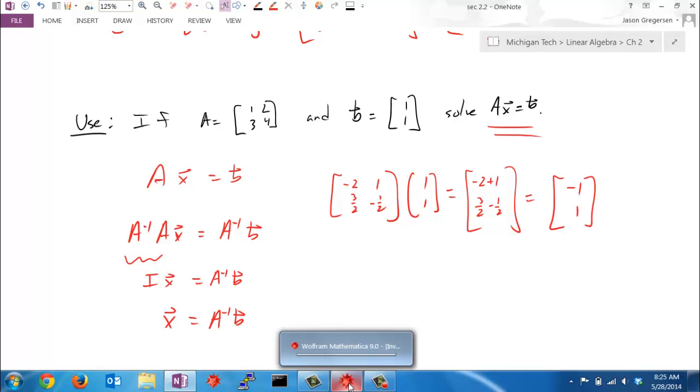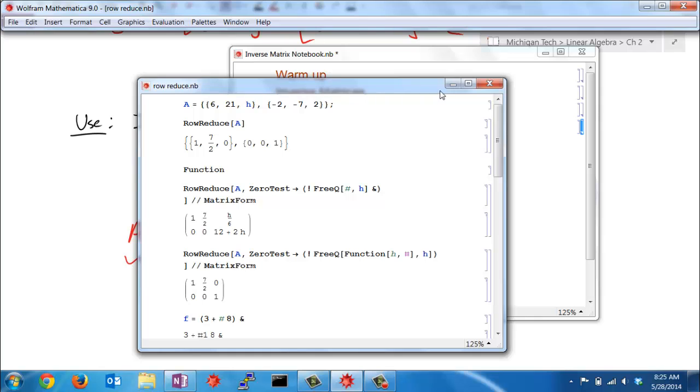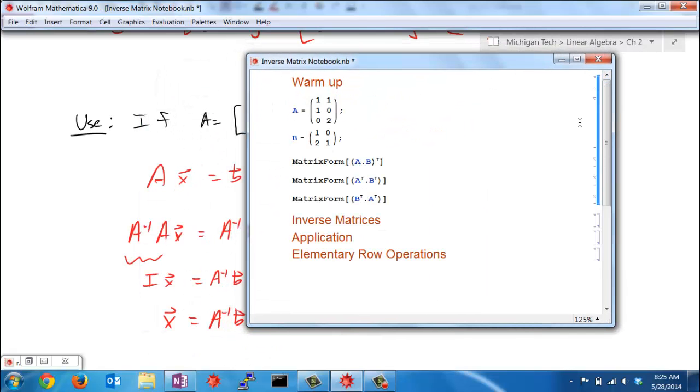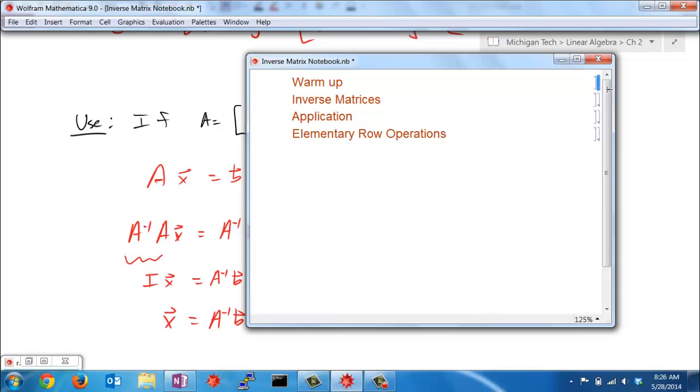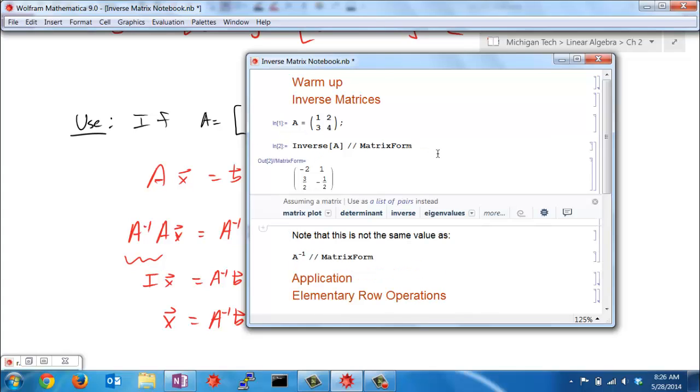All right, any questions about that? Of course, in mathematics, we can check that real quick. So now the warm-up. That was warm-up. All right, so there's my matrix. I'm defining it to be A. I can calculate the inverse to make sure that's correct. Sure enough, that's what we had before.